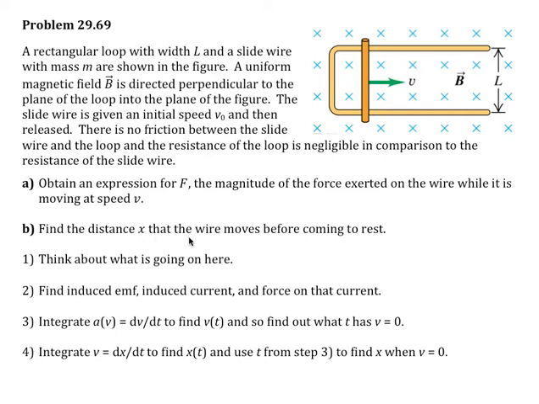Find the distance that the slide wire moves before coming to rest. So if it's moving to the right at speed V and eventually comes to rest, it's a pretty good guess right now that the force is going to be to the left. But let's think about this.